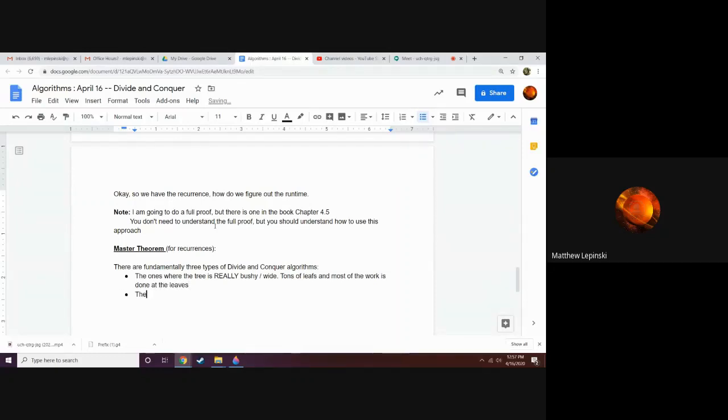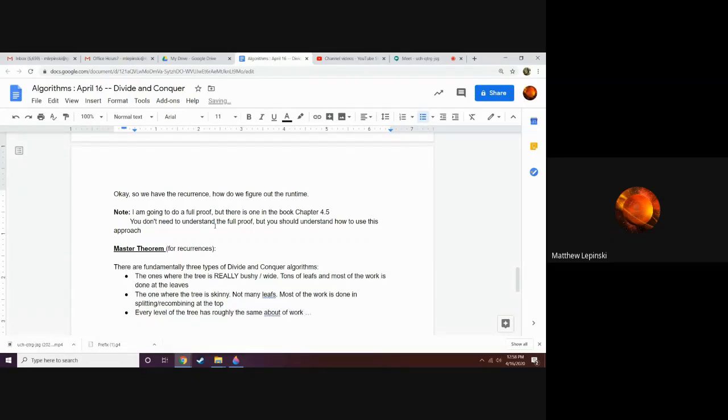Then there are also divide and conquer algorithms where the tree is skinny, not many leaves. Most of the work is done in splitting and recombining at the top. And then there are ones where every level of the tree has roughly the same amount of work.